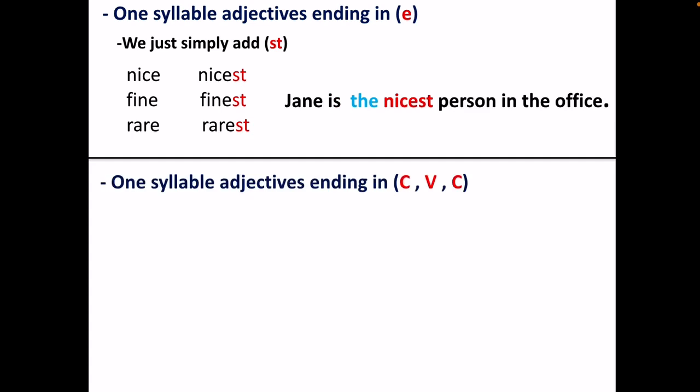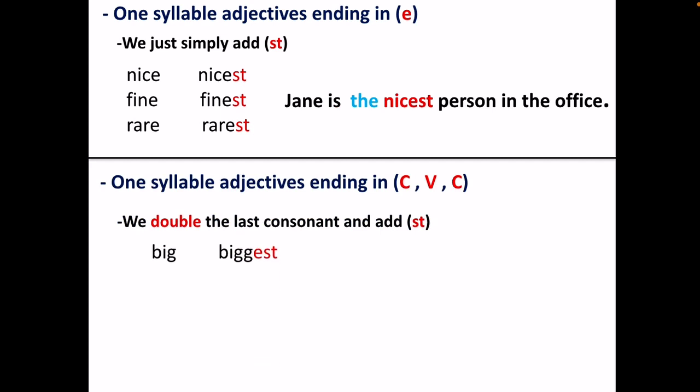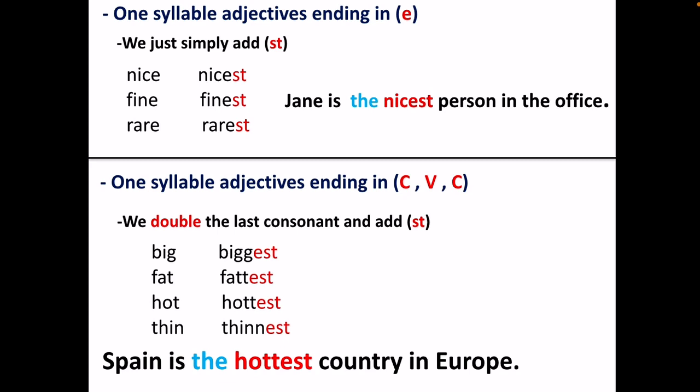One syllable adjective ending in consonant, vowel, consonant. أيضا نفس الفكرة اللي كانت بالcomparative. We're going to double the last consonant and add est. Big, biggest. Fat, fattest. Hot, hottest. Thin, thinnest. Spain is the hottest country in Europe.